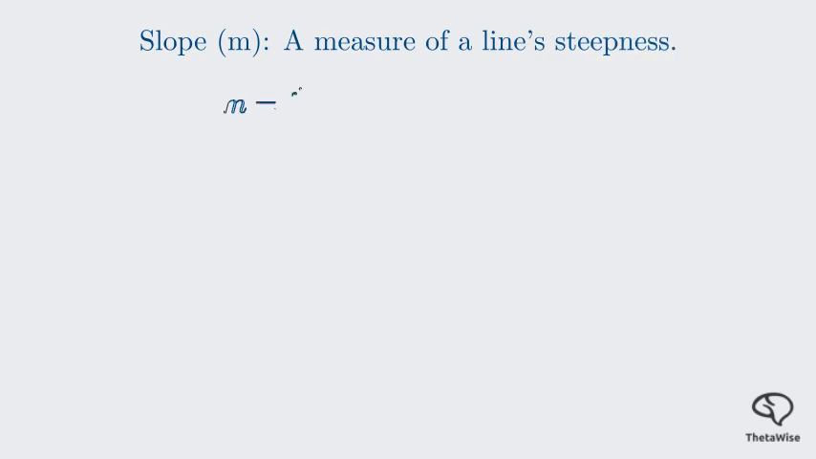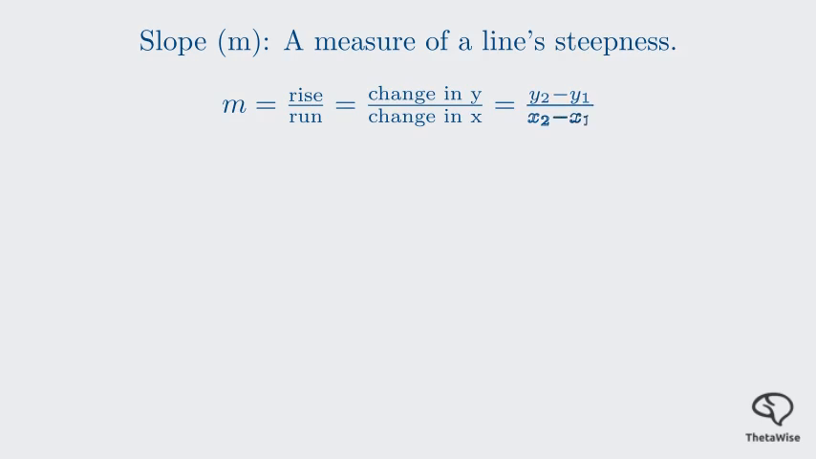Slope, often represented by the letter m, is a measure of a line's steepness. It tells us how much the line rises or falls for every unit it moves horizontally. We calculate slope using the formula rise over run, which is the change in y divided by the change in x. If we have 2 points on a line, (x1, y1) and (x2, y2), the slope is y2 minus y1, all divided by x2 minus x1.